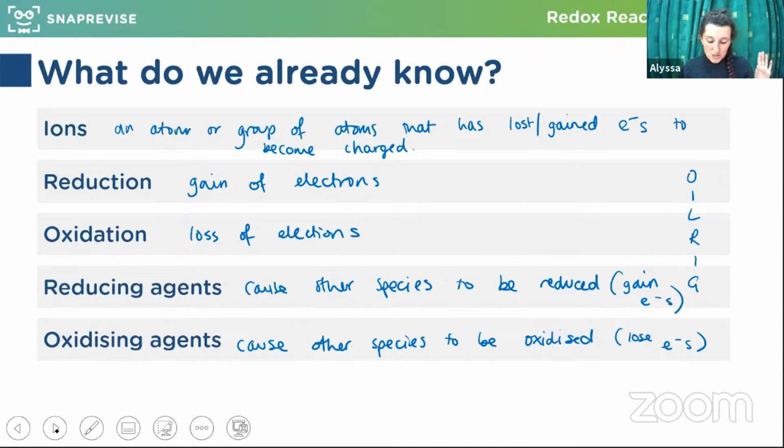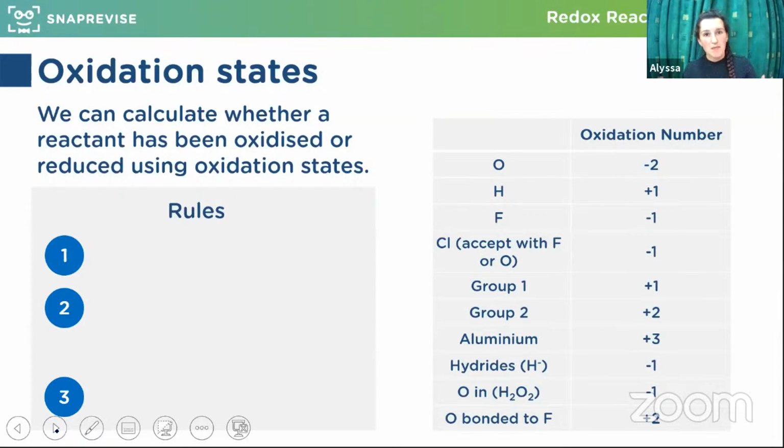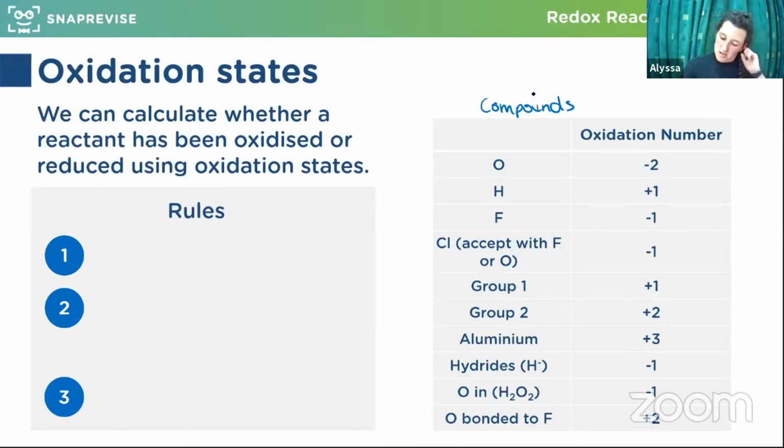Lovely. Okay, so now we're solid on those, hopefully. Let's have a look at oxidation states. What do we remember? What are the rules for oxidation states when we're looking at compounds? These are in compounds, by the way. What are our rules for oxidation states?